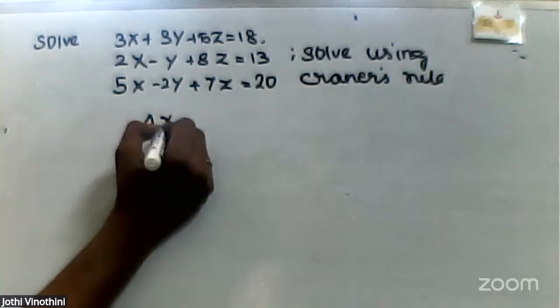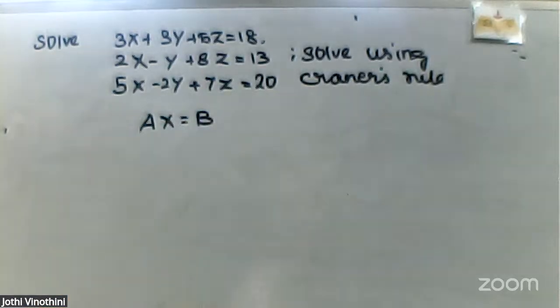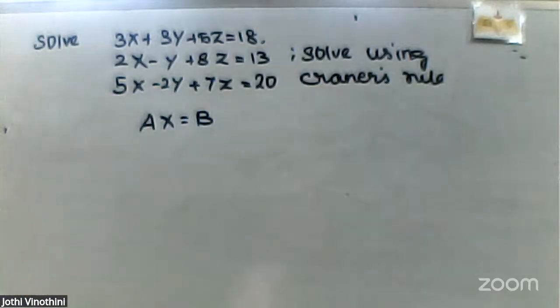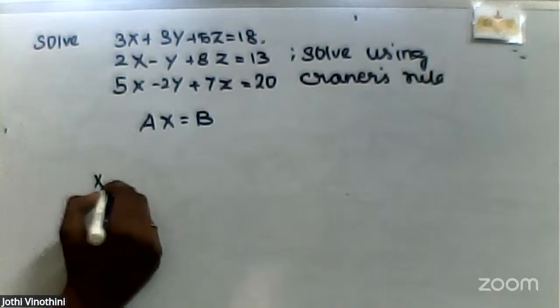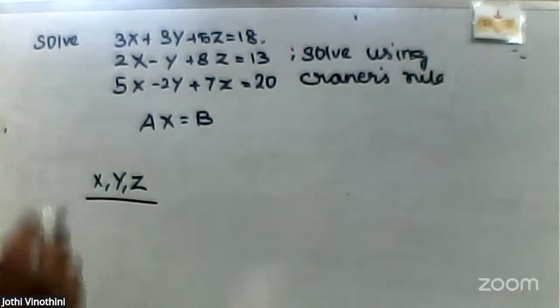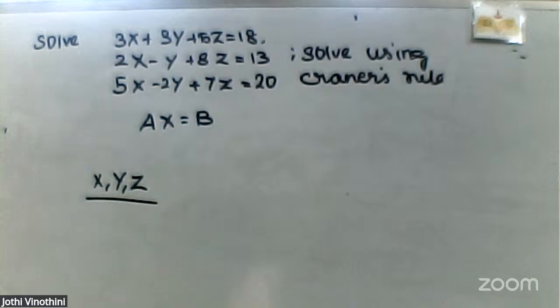It is AX equals B. We have three variables, X, Y and Z, and we are going to find them. We are provided with three linear equations, and they also said to do it with Cramer's rule. For that, I am going to explain what Cramer's rule is first.